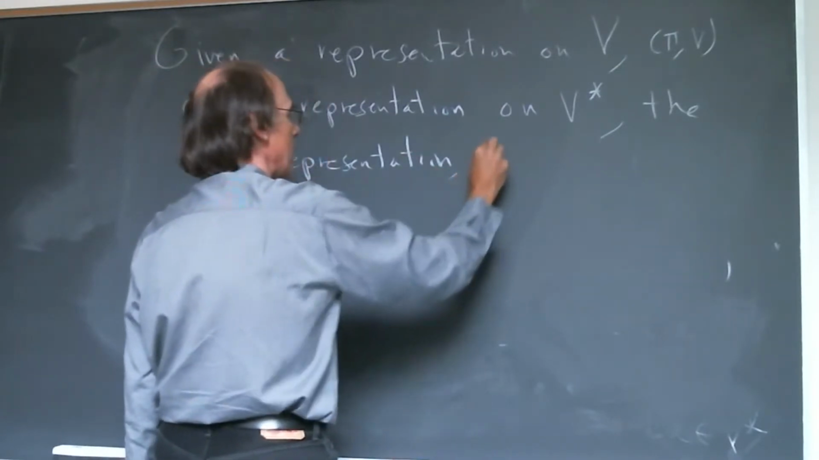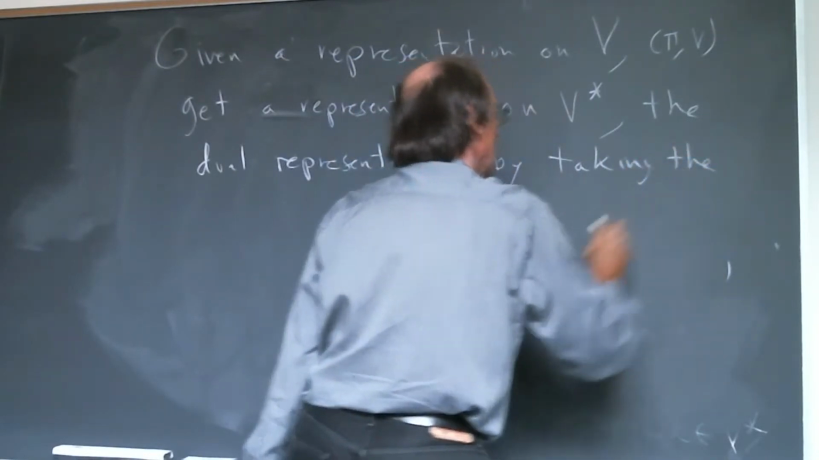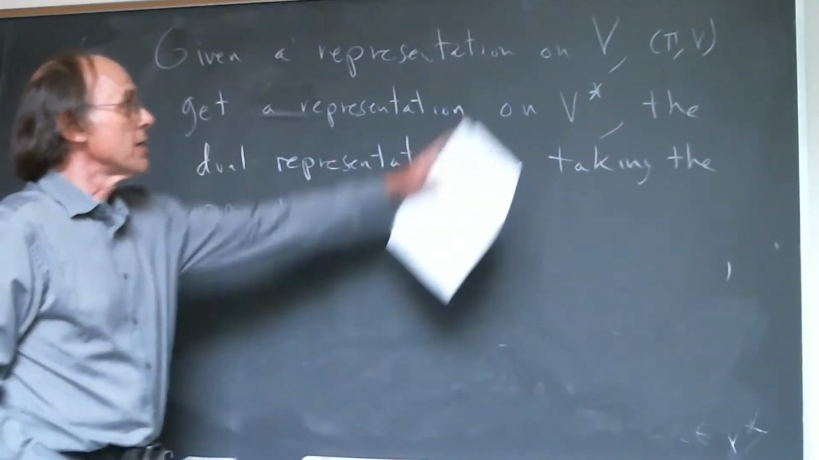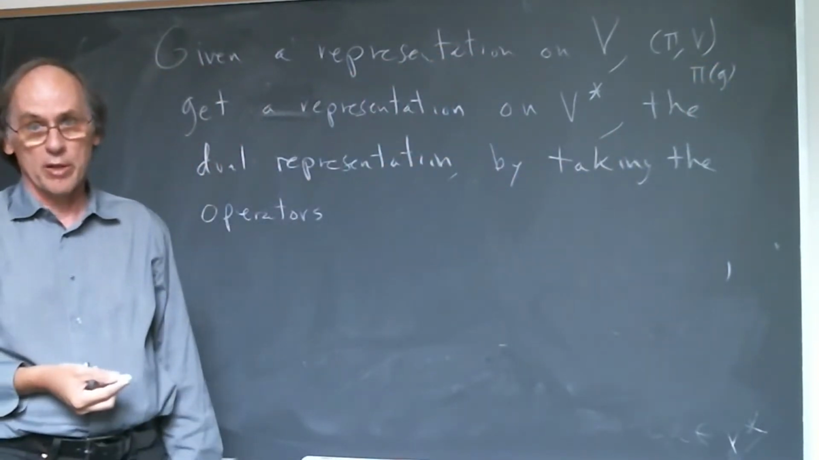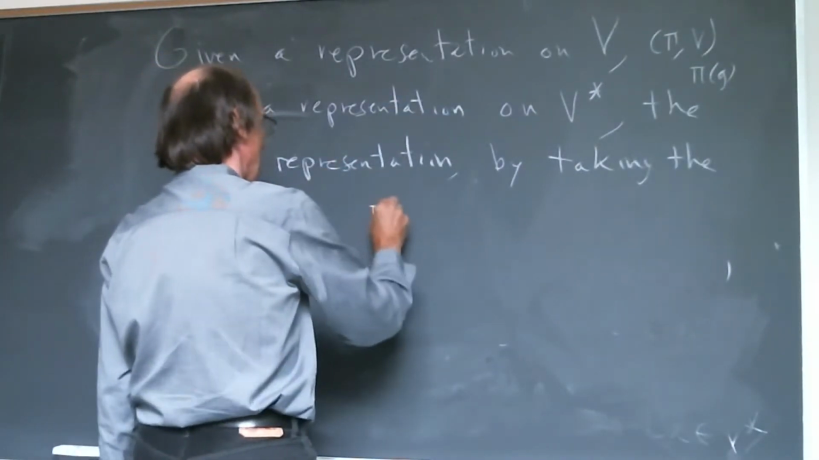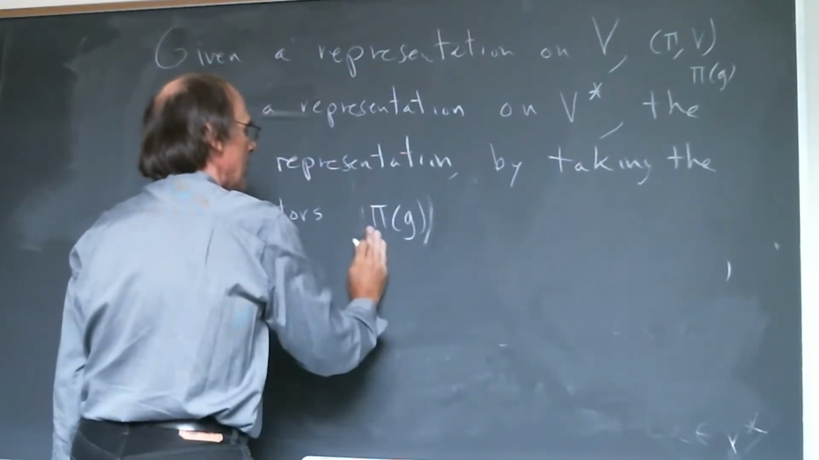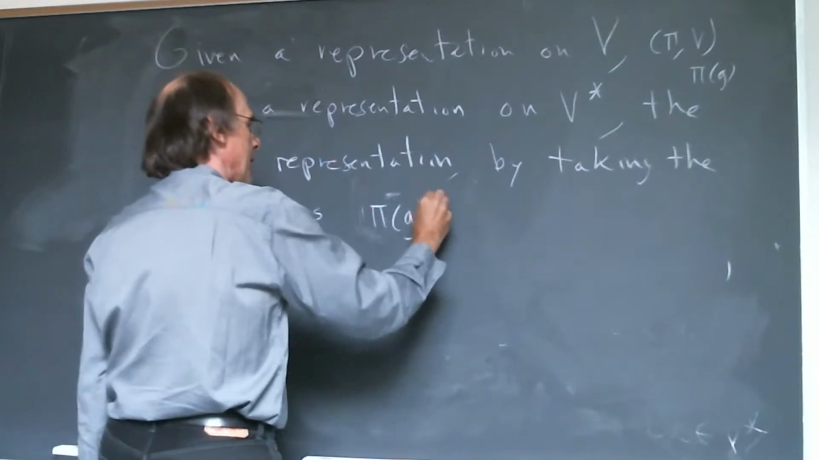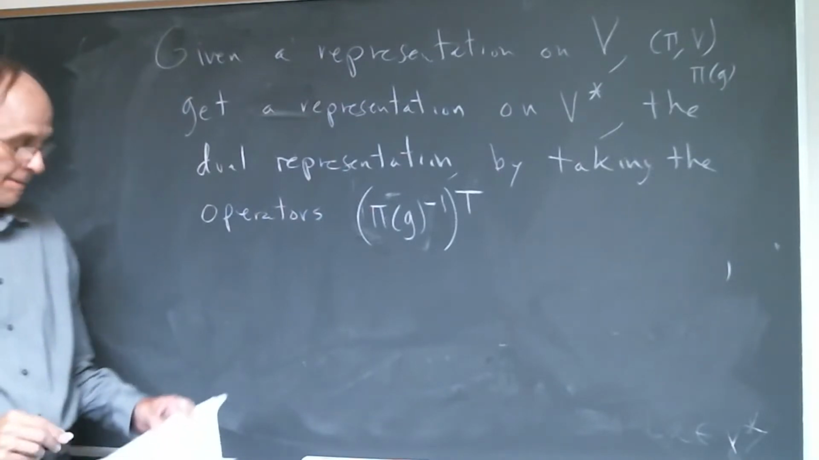You use it by taking the matrices, or by taking the operators. So here we had these pi of g, these linear operators, one for each group element. But now what we do is take pi of g, take the inverse of this, and then take the transpose. Okay.